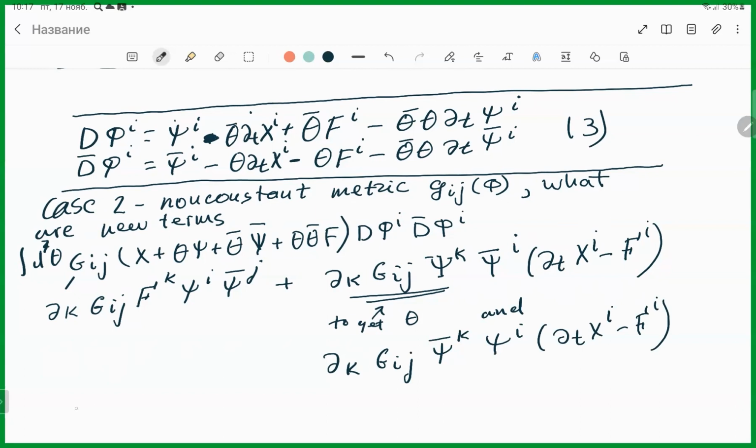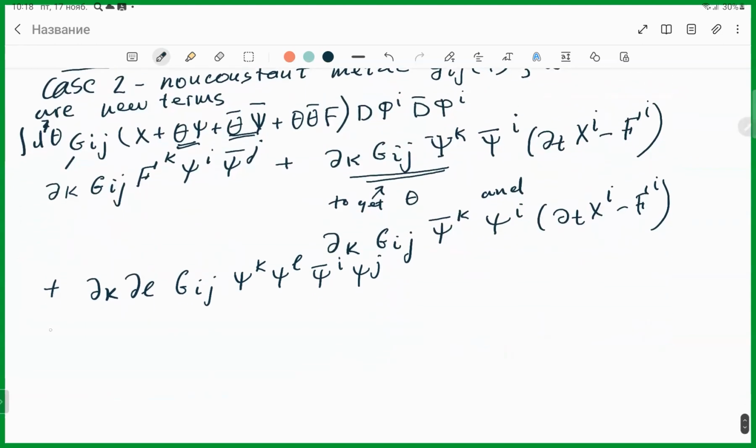And finally, I can get two thetas by second derivative of g, by extracting these pieces. Psi k, psi l, psi bar I, psi j. You see, I have a lot of pieces. I have a lot of new pieces. I should be able to interpret them. And now, it is a good exercise that you will never do, but please believe me.